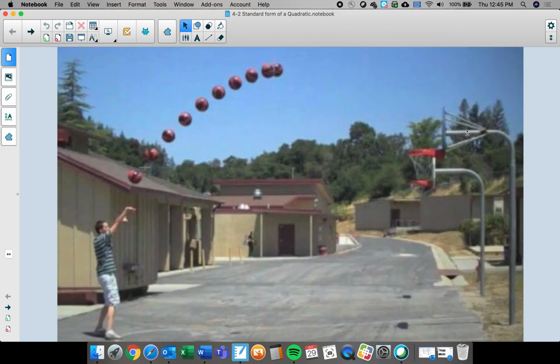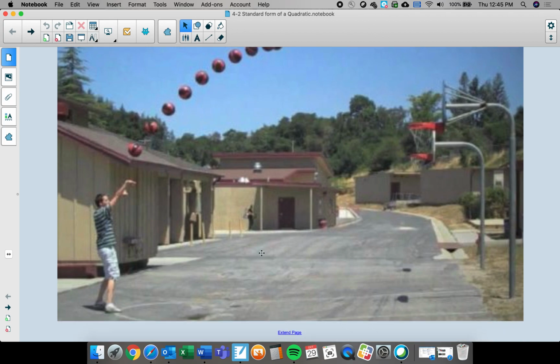Okay, so if you take a look, the objective for today: write and graph quadratic functions in standard form. And you can kind of see the idea. Here's our parabola of this basketball. And who knows whether that one's going in or not going in. We'll take a look at that at a future time.